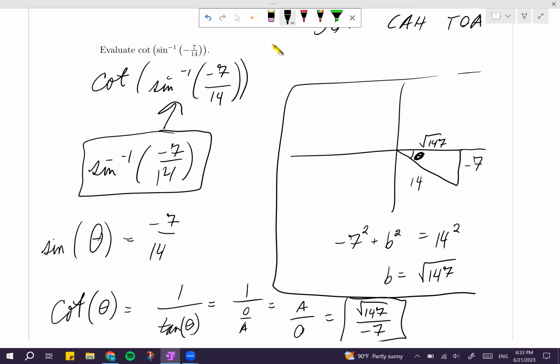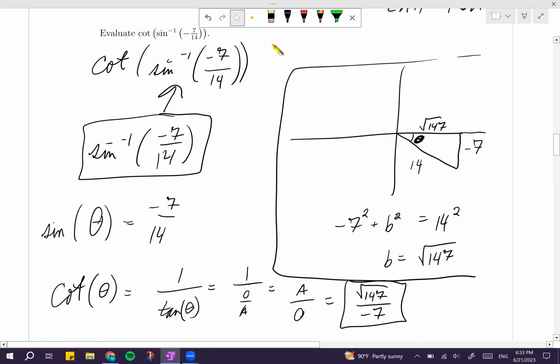And that would be my answer. So I didn't have to find the theta at all. I just needed to get the triangle here. And then I was able to figure out my problem.